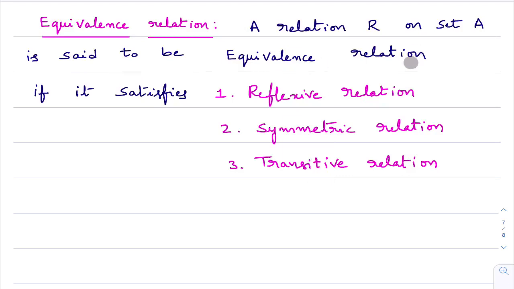What is an equivalence relation? A relation R on set A is said to be an equivalence relation if we check reflexive, symmetric, and transitive, and it satisfies all three conditions. In the coming class, I'm going to take one best example to check equivalence relation. I hope you got some clarity about these reflexive, symmetric and transitive relations.